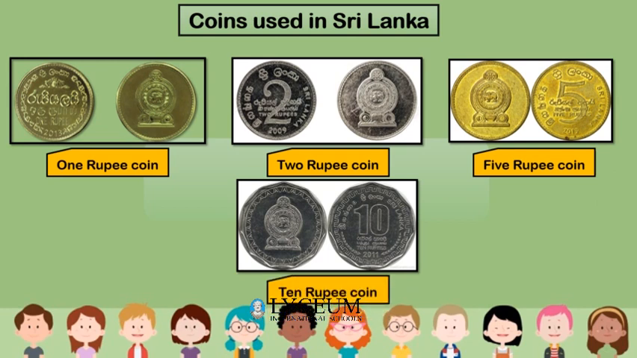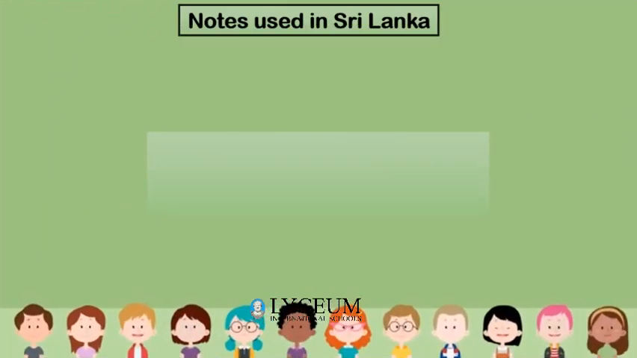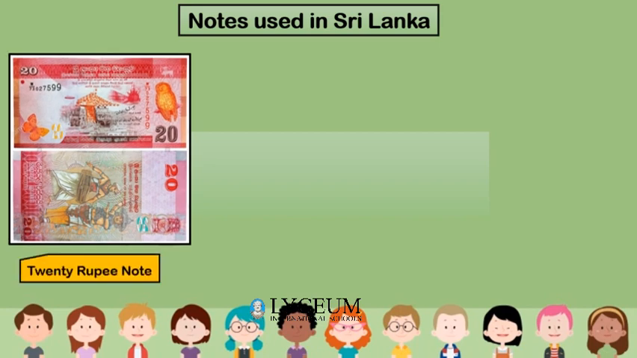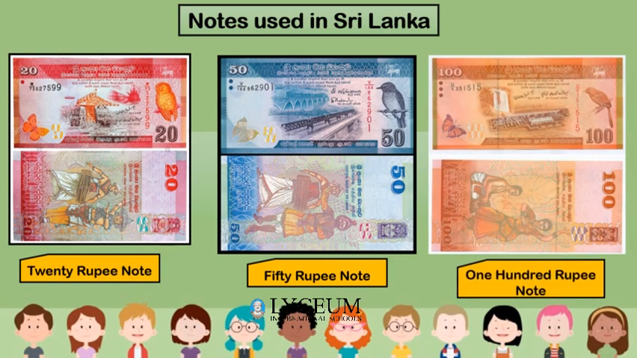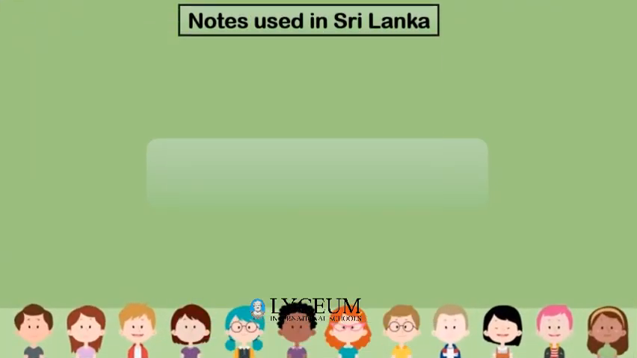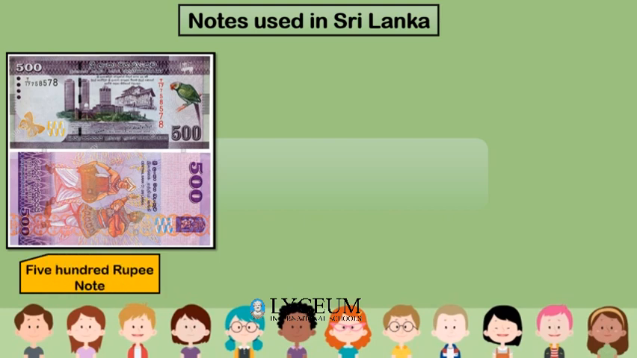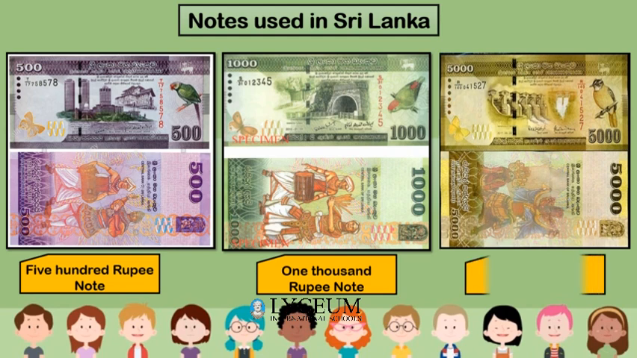Now let's see what are the notes used in Sri Lanka. Notes used in Sri Lanka are 20 rupee note, 50 rupee note, the 100 rupee note. Okay, children, now I'm going to show you some of the other notes that we use in Sri Lanka. Let's have a look. 500 rupee note, 1000 rupee note, and then we have the 5000 rupee note.